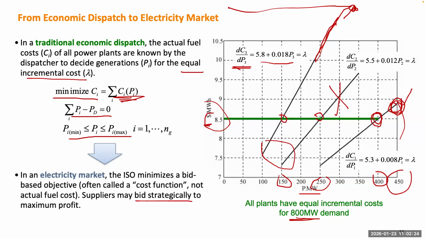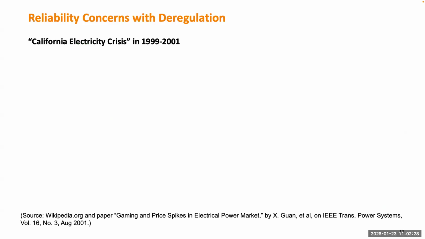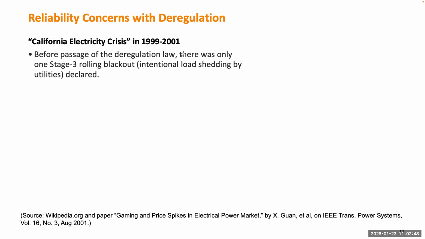That actually happened in the first few years after deregulation was implemented in California. There's a terminology called the California electricity crisis. That basically means what happened shortly after the full deregulation in California, around 1999.